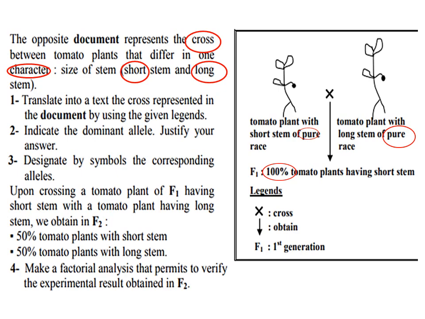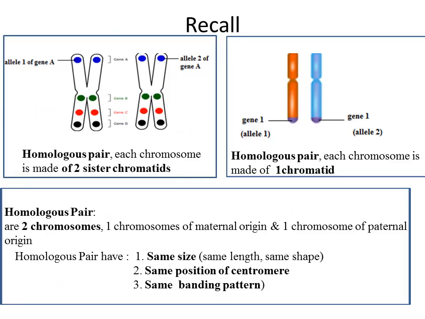Okay, before we start solving, let's do some recall. You can see in the two pictures above we have a homologous pair. What do we mean by homologous pair? We mean two chromosomes. What's the origin of the homologous pair? One maternal from the mother and one paternal from the father. How do we arrange the homologous pair?